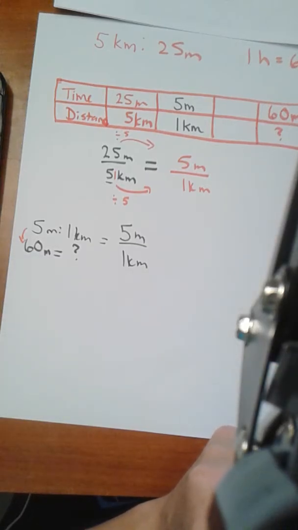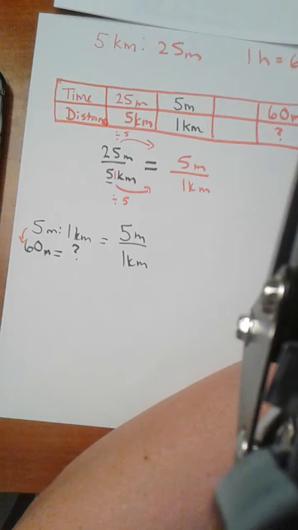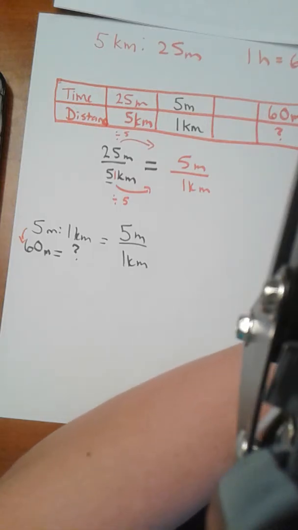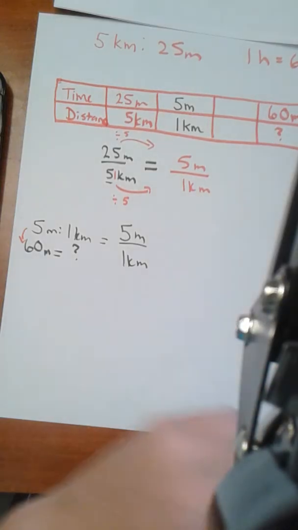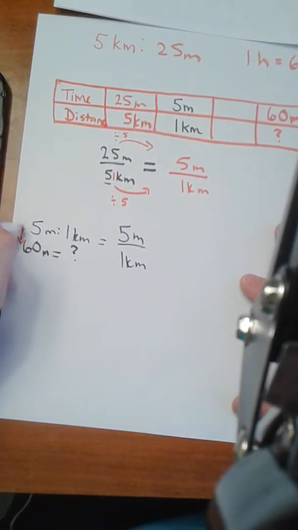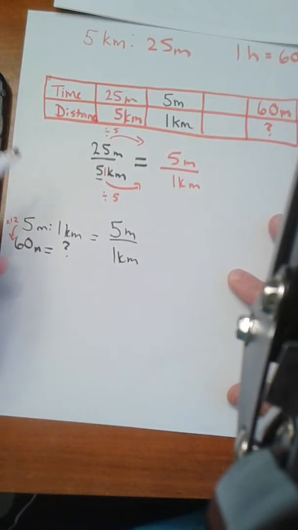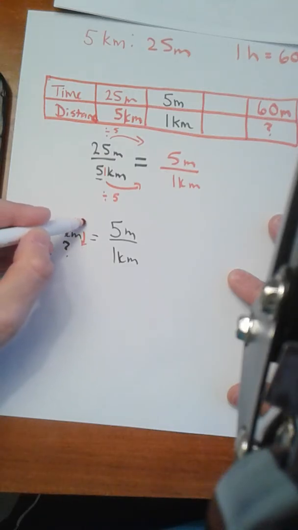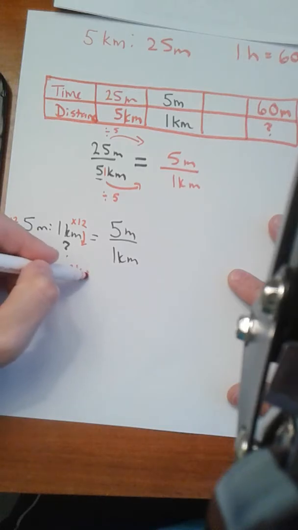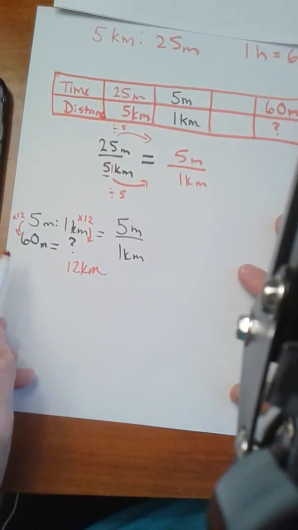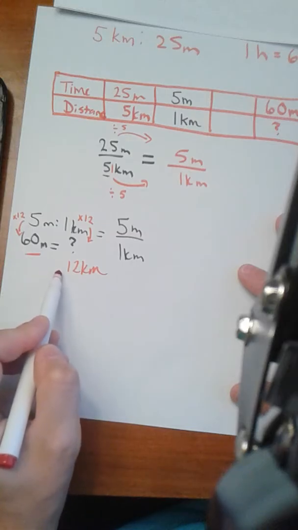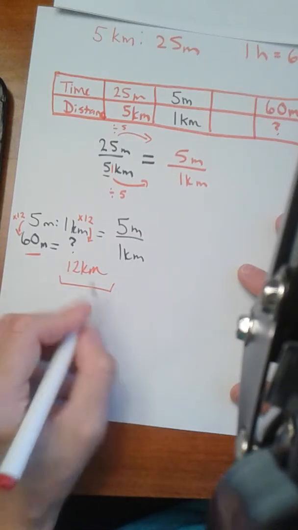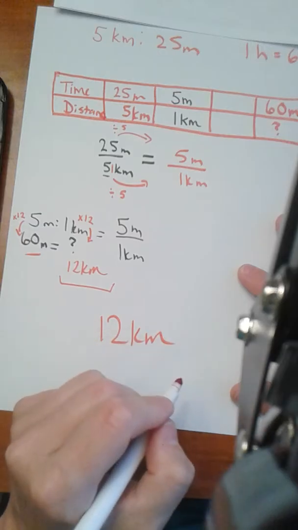Then what we do is we say, okay, 5 times 12 gives you 60 minutes, and then we're just making an equivalent ratio here. And whatever I do to one side of the ratio, I do to the other. 1 times 12 is 12 kilometers. So altogether, when he runs 60 minutes, the distance he goes is 12 kilometers.